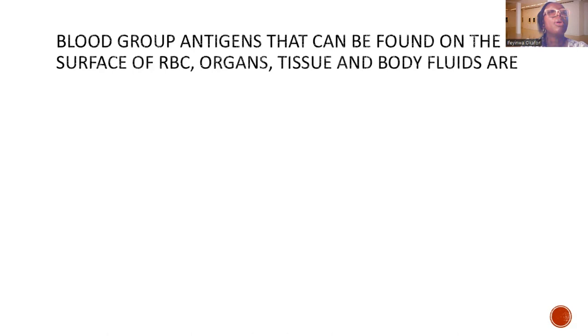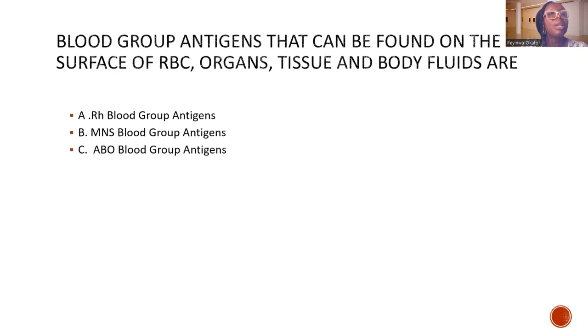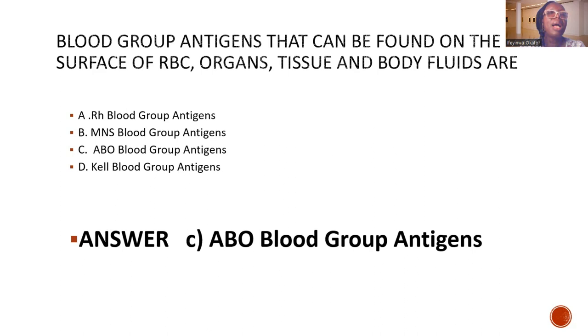Blood group antigens that can be found on the surface of red blood cells, organs, tissue, and body fluid are: Rh blood group antigens, MNS blood group antigens, ABO blood group antigens, KEL blood group antigens. Answer is C, ABO blood group antigens. ABO blood group antigens can be found on the surface of the red cell. They can also be found on the tissues, organs, and also body fluid.